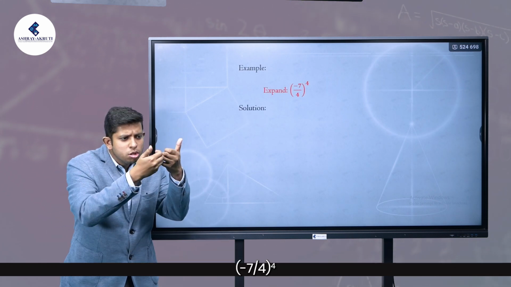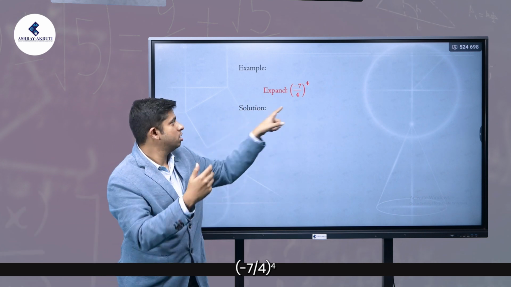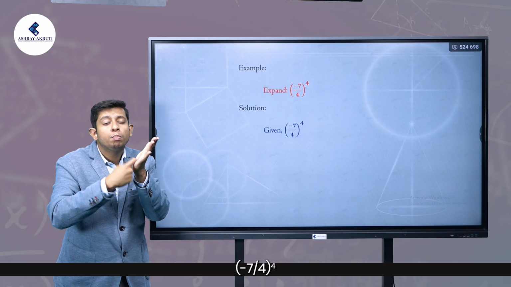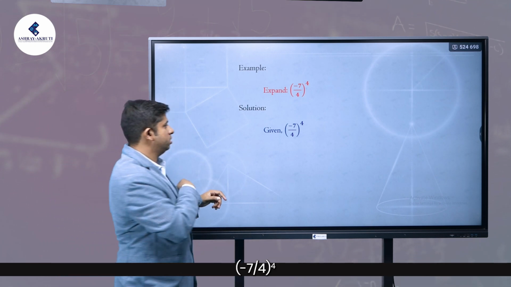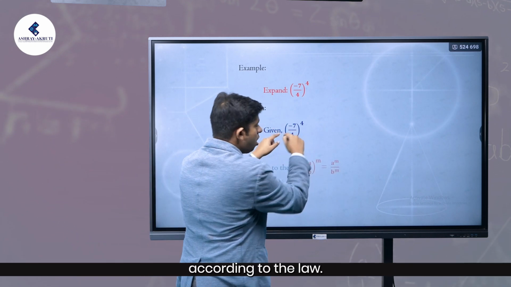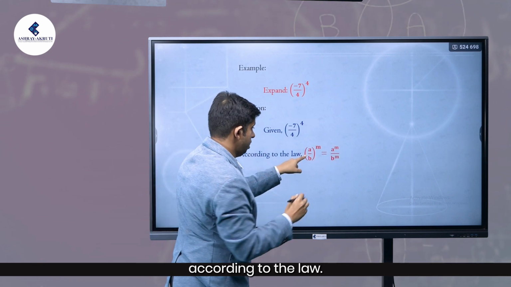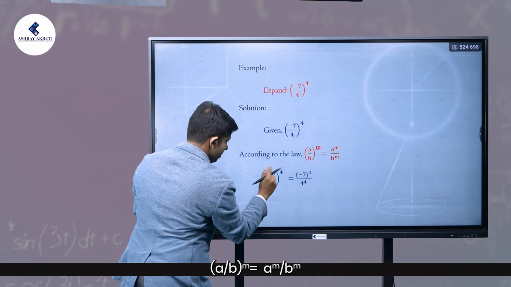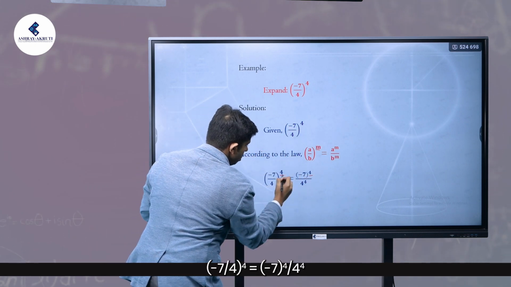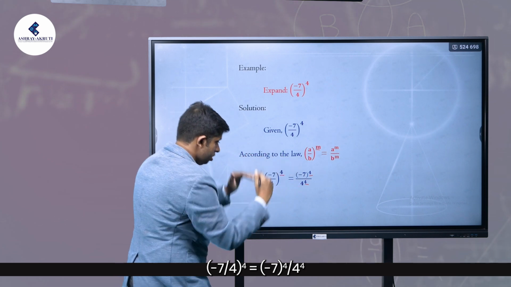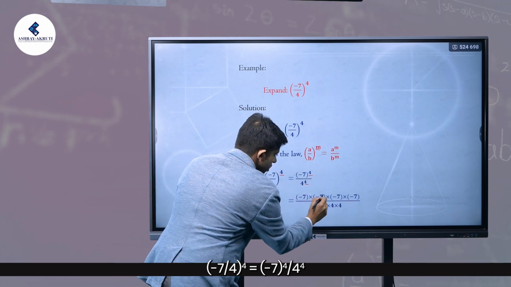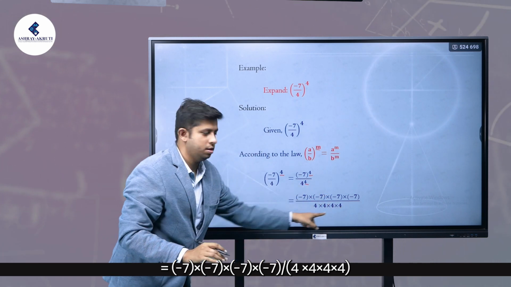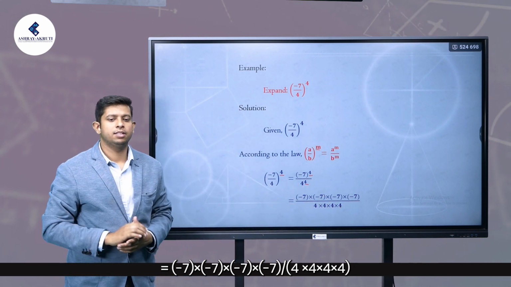Expand. Minus 7 by 4 whole to the power of 4. Solution. Given minus 7 by 4 whole to the power of 4. According to the law, a by b whole to the power of m is equal to a to the power of m by b to the power of m. Minus 7 by 4 whole to the power of 4 is equal to minus 7 whole to the power of 4 by 4 to the power of 4, which is equal to minus 7 into minus 7 into minus 7 into minus 7 by 4 into 4 into 4 into 4.